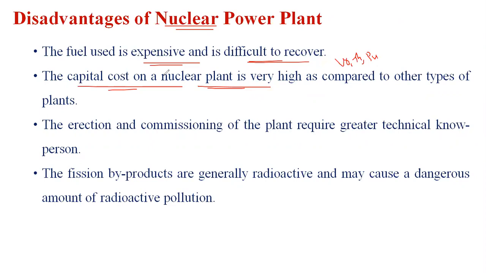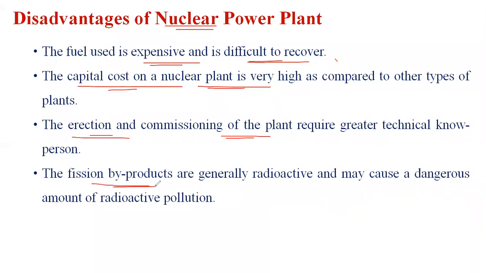And another one, the erection and commissioning of the plant requires great technical persons. At the time of construction, technically skilled persons are required. At each and every stage there is inspection and auditing. They test each and every stage. Once they give approval, they go to the next stage. Due to that, the salary bill of the technical persons is high.